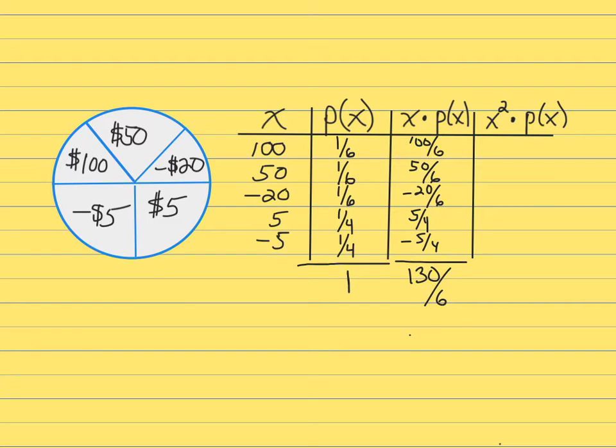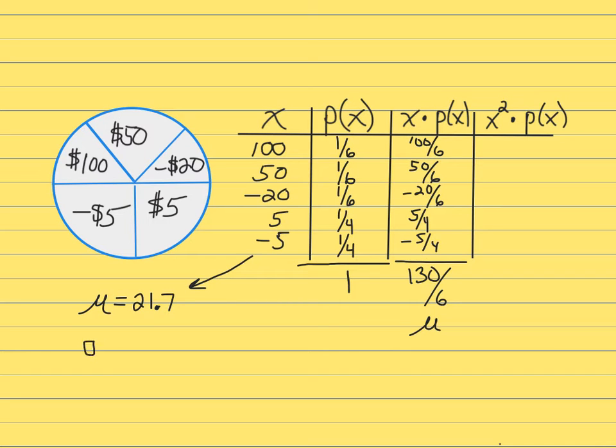And this represents our mu, or our expected value, the mean of this probability distribution, what we would expect to get as a return if this was repeated many, many, many times. And what is 130 divided by 6? About 21.7. Remember the round-off rule for mean and standard deviation: one place after the decimal more than the random variable. The random variable is integers in this case. So 21.7.